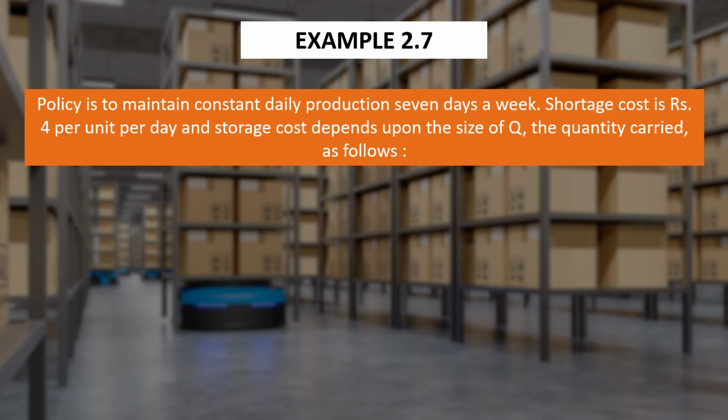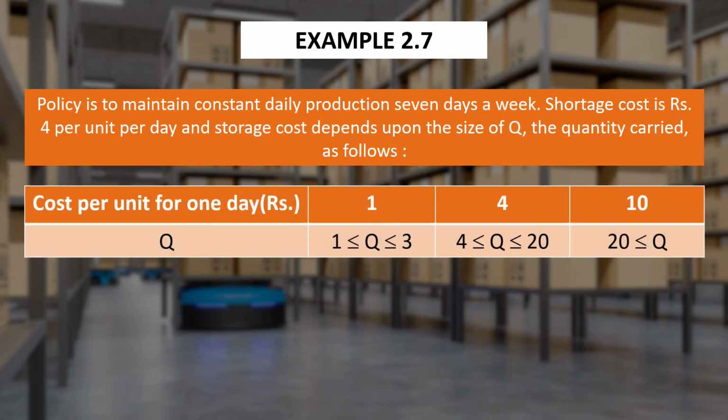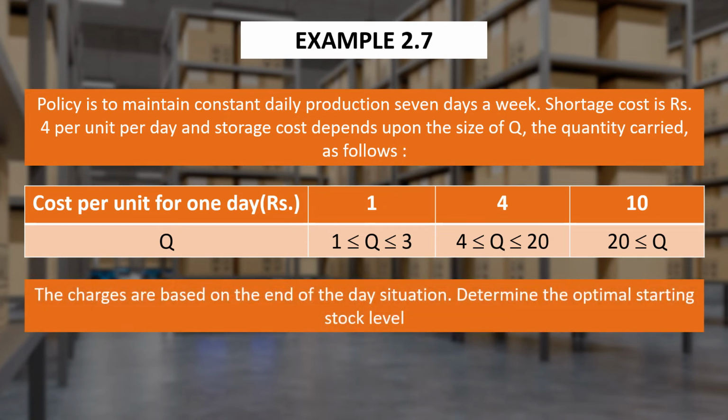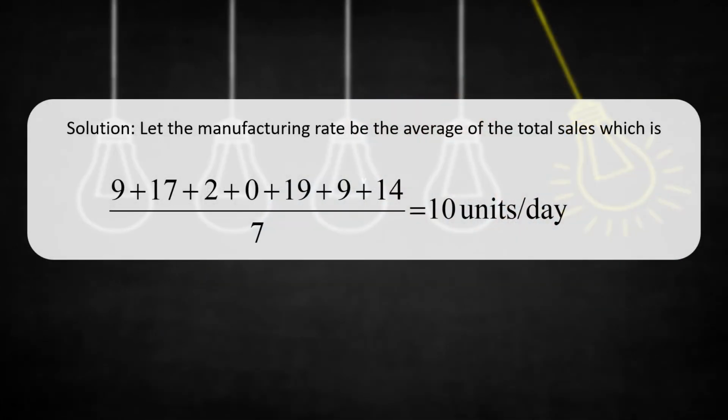The storage cost depends on the size. If you see this table, if the quantity is between 1 and 3, the storage cost is 1. If it is between 4 and 20, it is 4. If it is greater than 20, it is 10. The charges are based on the end of the day situation. That means whatever the situation is at the end, the cost will be applicable to that. If you take the average sale or inventory and add, since it is for 7 days, it is coming as 10 units per day.